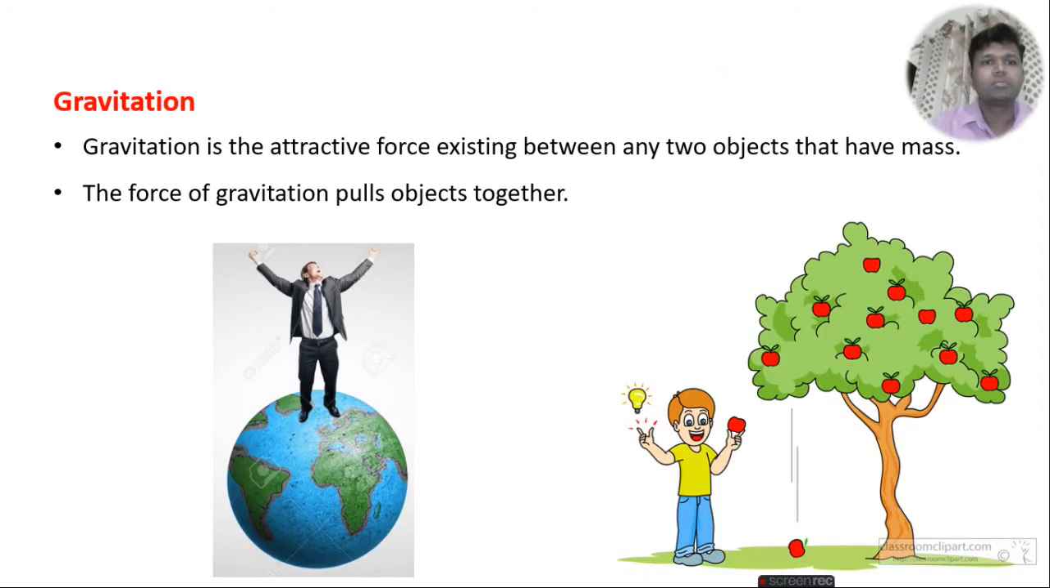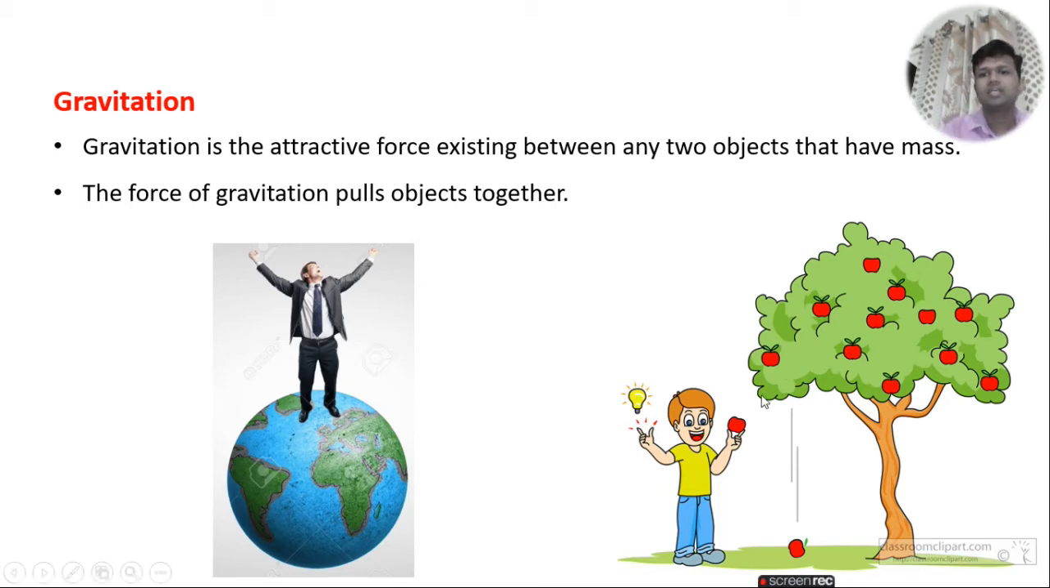So the definition of gravitation is the attractive force existing between any two objects that have mass. So here you can see I have two different bodies, the man standing over the earth, so body 1, body 2. Okay, so the gravitation is nothing but the force in between these two bodies. So this man is attracted by the earth. At the same time, the man attracts the earth, and that force is known as gravitation force, and that is same.